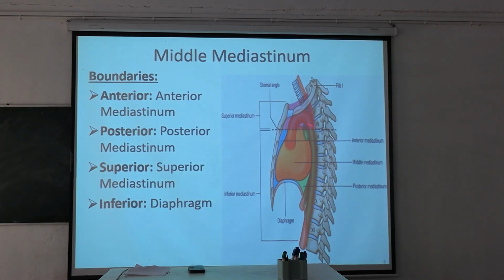Next we go to the middle mediastinum. The heart and its pericardium are included within the middle mediastinum. It is bounded anteriorly by the anterior mediastinum, posteriorly by the posterior mediastinum, superiorly by the superior mediastinum, and inferiorly there is the diaphragm. So this is the boundary of the middle mediastinum.